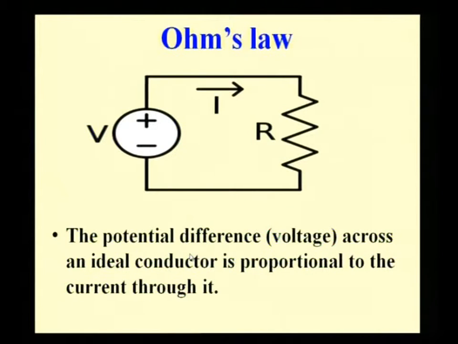Ohm's law states that the potential difference or voltage across an ideal conductor, or we can say resistance, is proportional to the current through it. That means V is directly proportional to the current. So let's see the relationship here. Voltage is always proportional to the current as per Ohm's law.